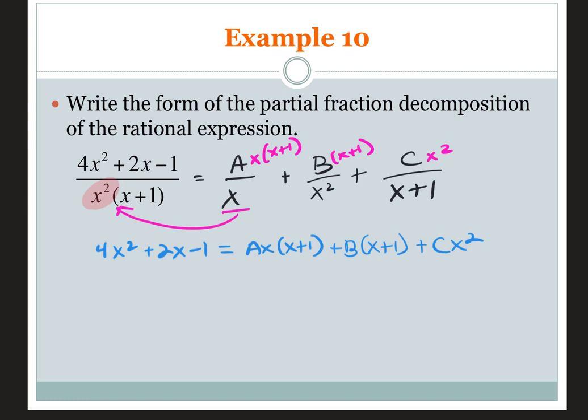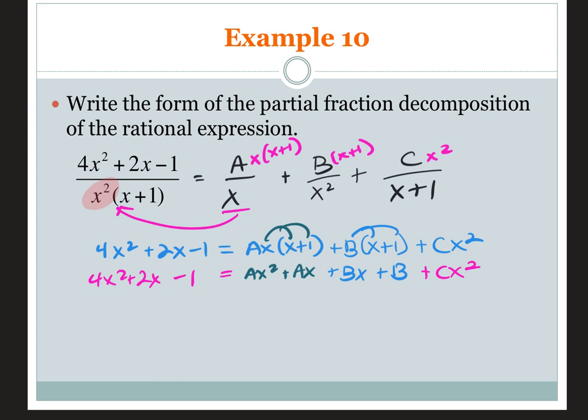So we do what we ended yesterday with, which I know was a little bit rushed. We're going to actually FOIL out all the stuff on the right-hand side, or distribute it out. So this becomes ax squared. I'm going to distribute it to both, plus ax. Then I'm going to distribute this: plus bx plus b plus cx squared. And that's going to equal the 4x squared plus 2x minus 1.